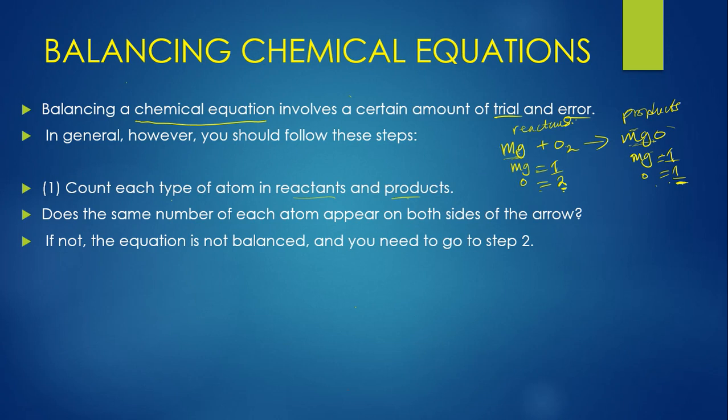If you had 1 here and 1 this side, then the equation is balanced. No need for balancing. So some equations are already balanced. You're not supposed to balance them. But here in terms of oxygen, it's not balanced. So we need to proceed to step 2.